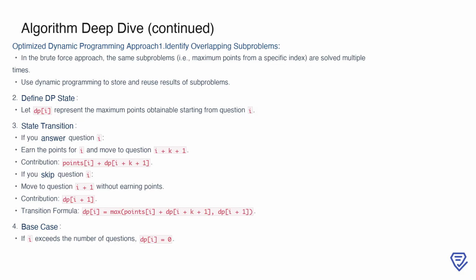The state transition logic is straightforward. If we answer question i, we earn its points and move to i plus k plus 1, so the contribution is points[i] plus dp[i plus k plus 1]. If we skip question i, we simply move to i plus 1, making the contribution dp[i plus 1]. The transition formula becomes dp[i] equals max(points[i] plus dp[i plus k plus 1], dp[i plus 1]). For the base case, if i is beyond the last question, dp[i] is 0, as no points can be earned. This approach systematically builds up the solution by leveraging overlapping subproblems.